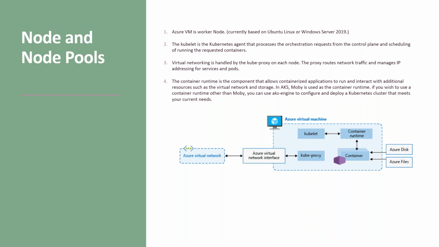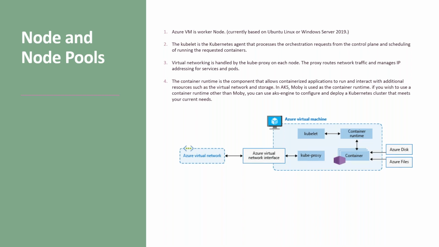The second point is the component on the worker node, which is kubelet. It is hosted on whatever worker node you use. This is the component which needs to be there, and it interacts with the control plane, that is the master nodes, for scheduling the requested containers as and when requests come from the master nodes.